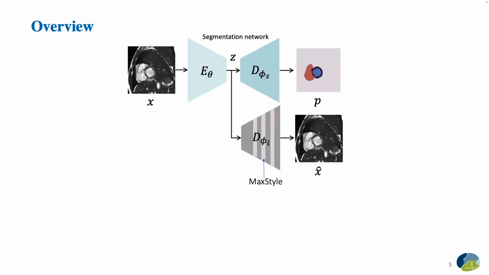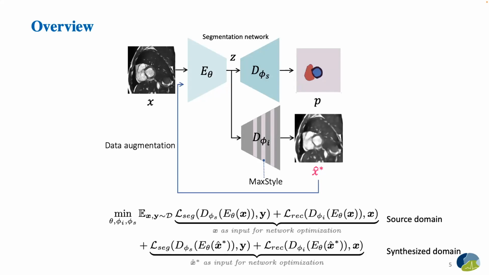In this way, one can generate a set of images with the same anatomical structures, but very different and challenging image appearances for data augmentation. And the network is then optimized with the multitask loss using both the input image X and the augmented images X hat star from the new domain, encouraging the network to learn robust domain-invariant features for robust inference.